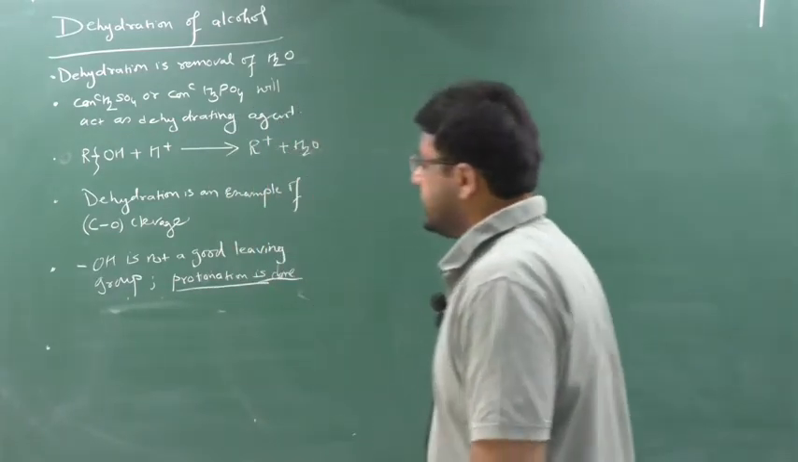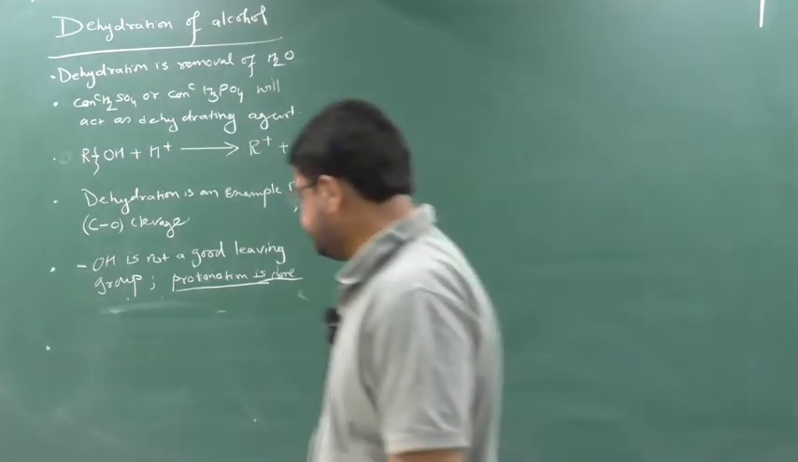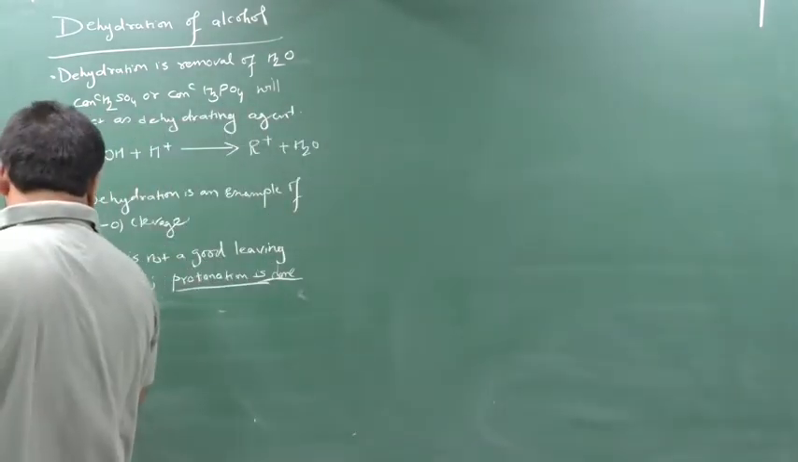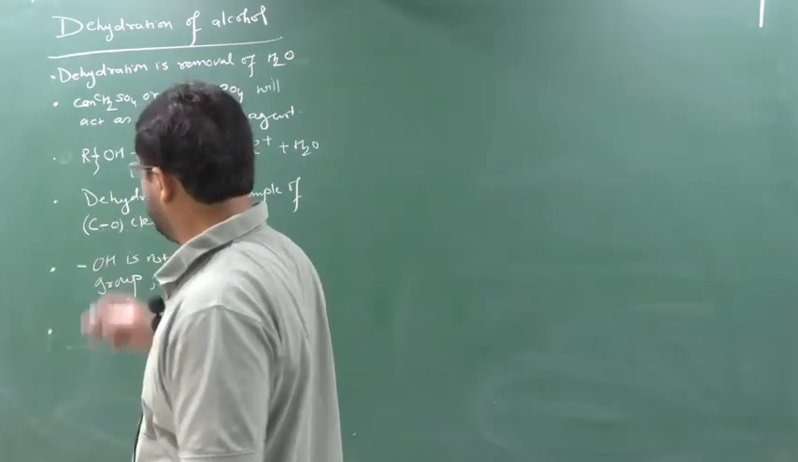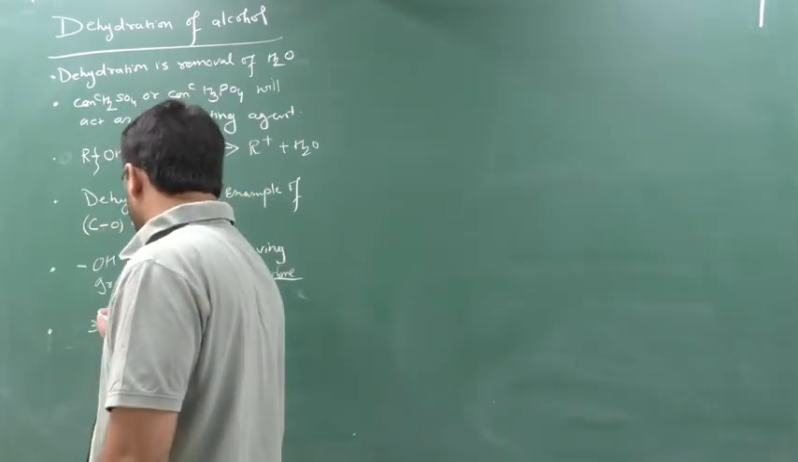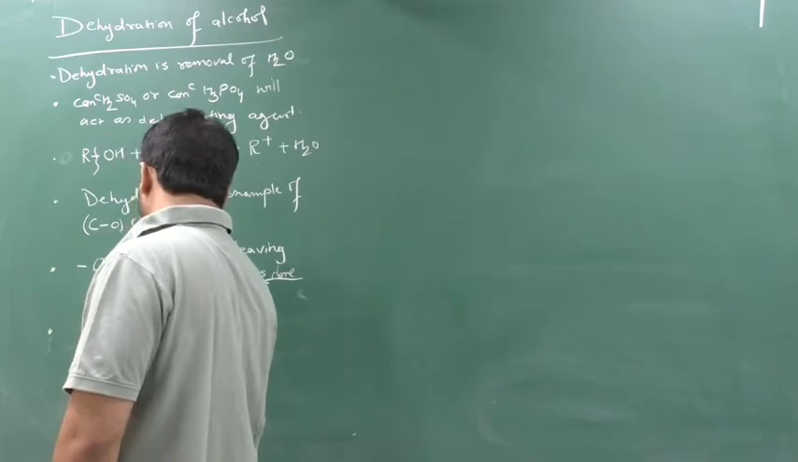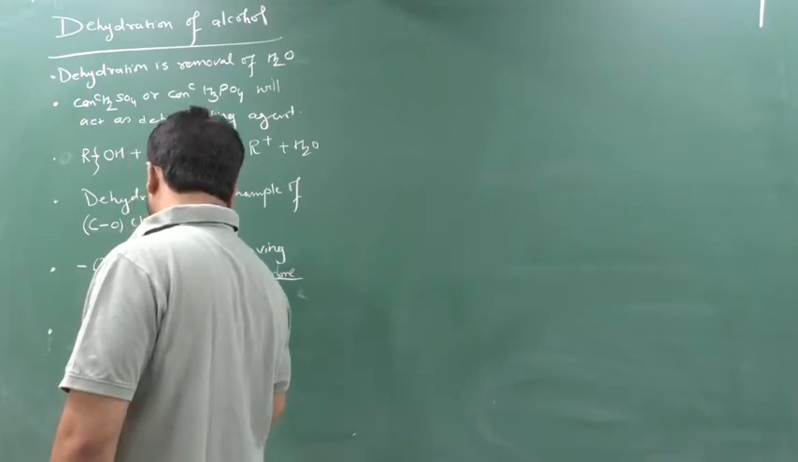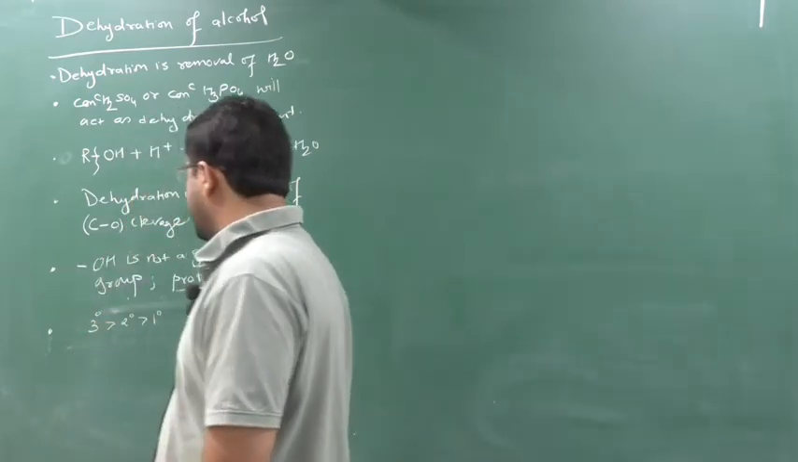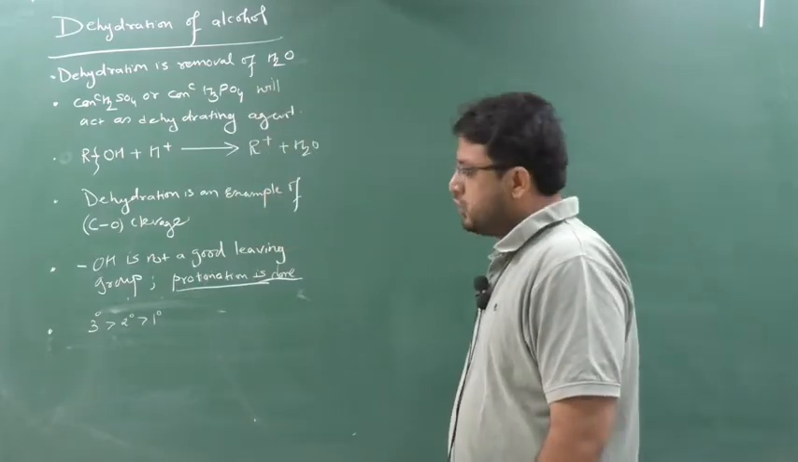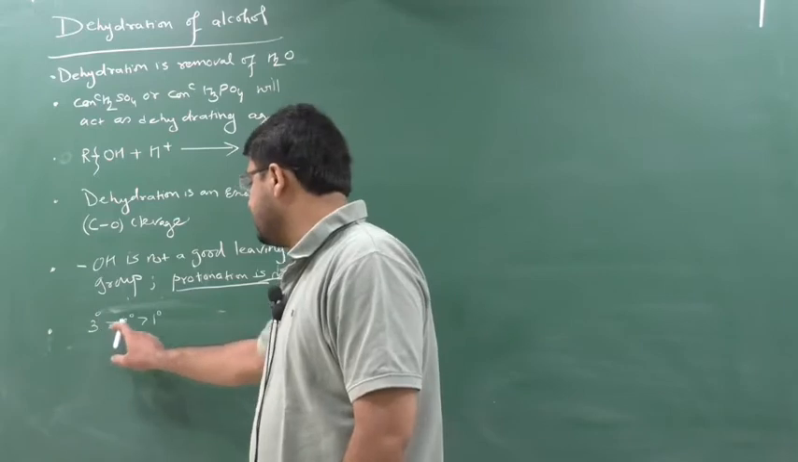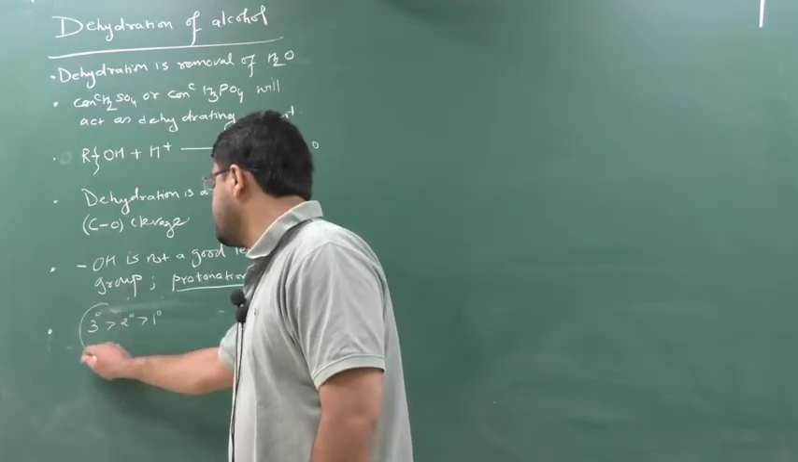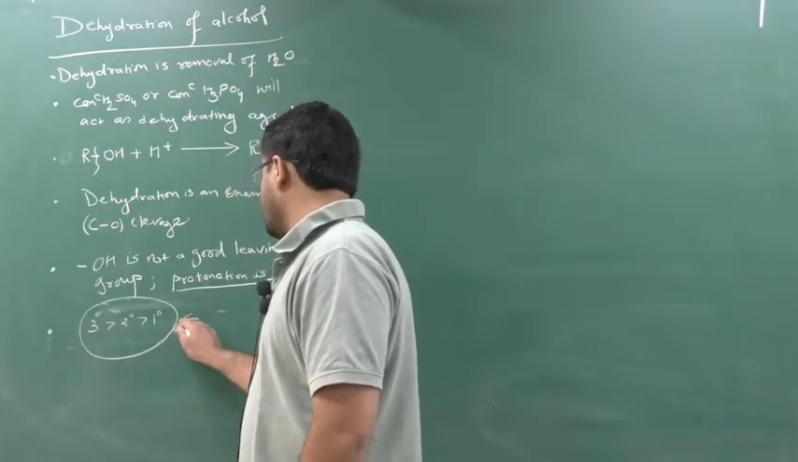Second, there is a formation of a carbocation. R can be of 3 degree, 2 degree or 1 degree. We know that a 3 degree carbocation is more stable than 2 degree, than 1 degree. So the dehydration will be fast in 3 degree, then 2 degree, then 1 degree. This is also a series for dehydration of alcohol.